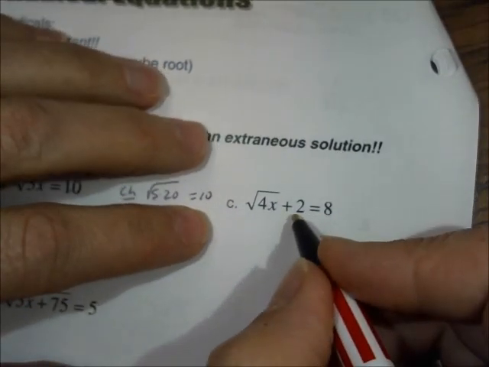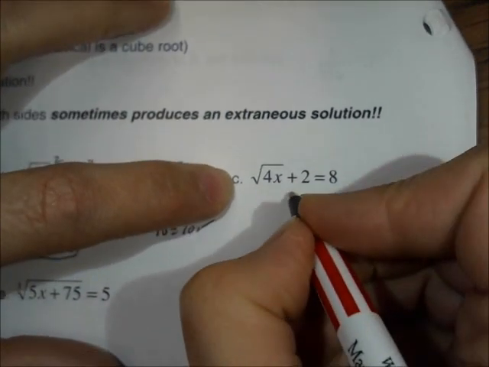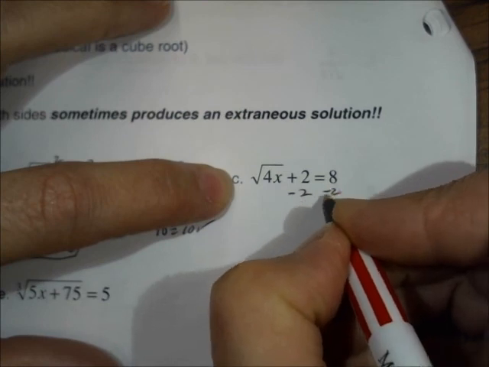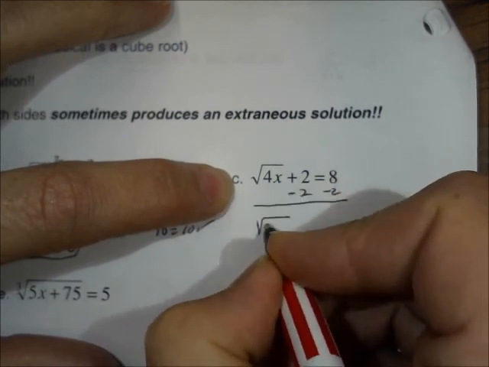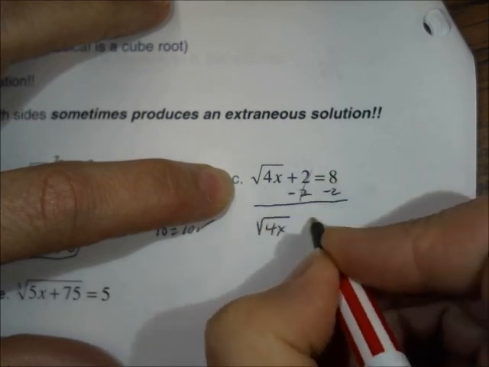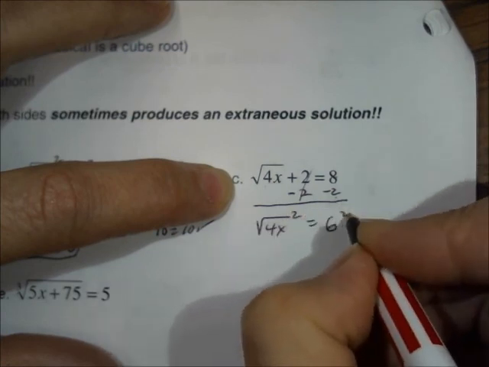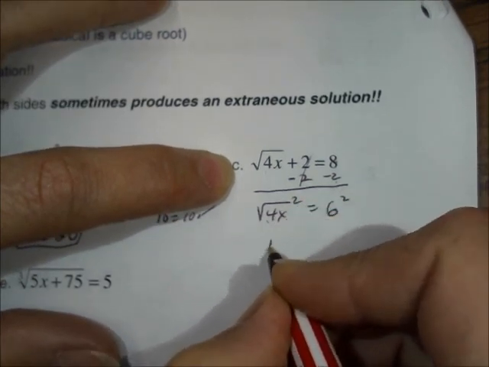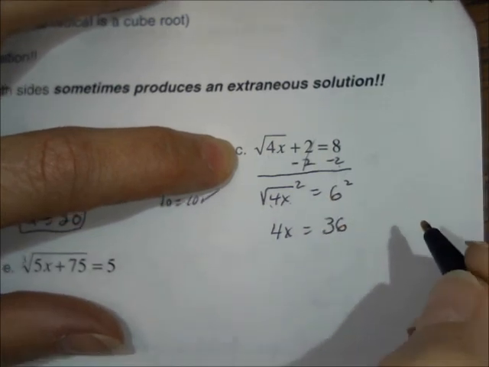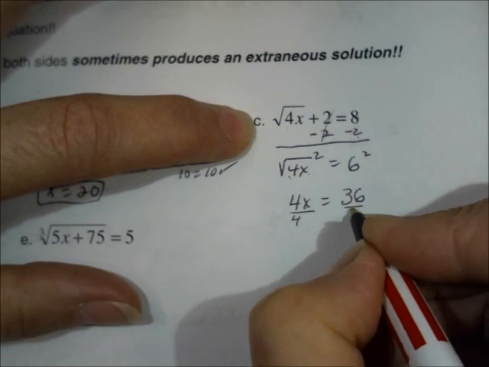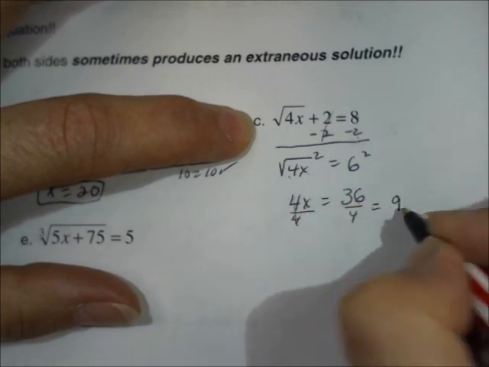In part C, well, this radical has to be isolated because you can't have a plus 2 next to it, so the first step is to subtract 2 from both sides, just like if it were an absolute value problem. So you get the square root of 4x dropping down, the 2's cancel out, and 8 minus 2 is 6. Now we can square both sides. The square root of 4x squared is just 4x. 6 squared equals 36. And then if you divide both sides by 4, 36 over 4 is equal to 9.